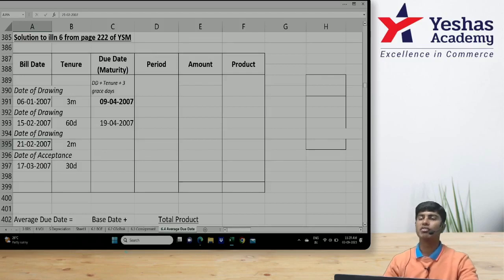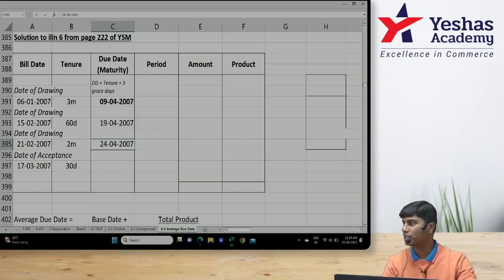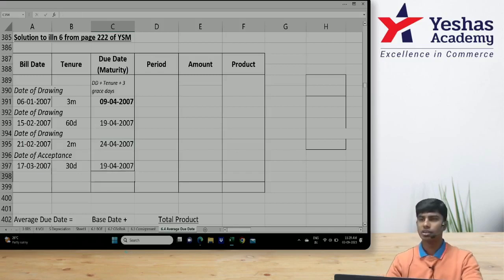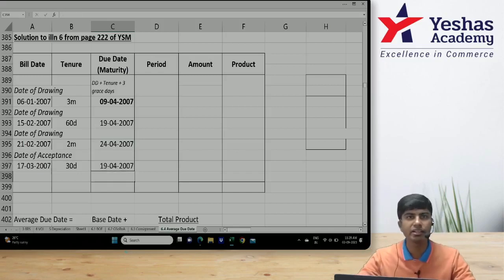Plus 2 months. 21st of March. 21st of April. Plus 3 days: 22nd, 23rd, 24th. 24th of April 2007. Then we have 17th of March plus 30 days. 47th of March. Is that 47th? How many days are there? 31. Minus 30. 16th April plus 3 grace days. 19th of April. Clear? Anyone who did not understand this day's computation?